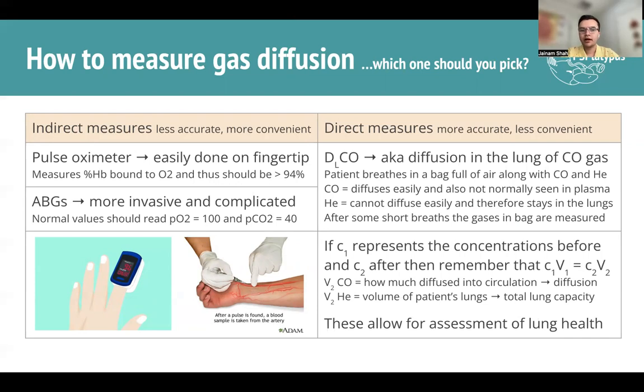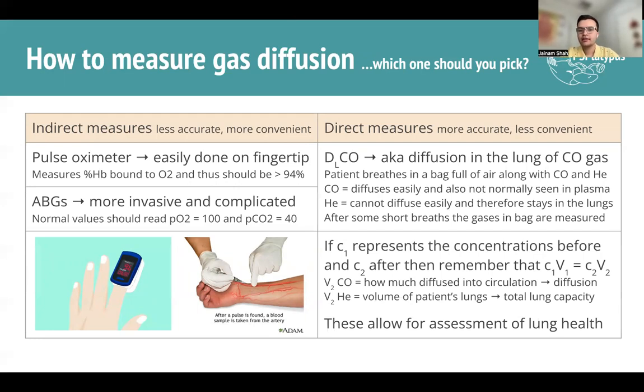Direct measures are much more accurate because we're actually looking into the lungs rather than at the peripheries like here, but they're also a lot less convenient. So you need to go to a specific respiratory clinic to be able to get these done. And there generally needs to be a good reason for you to do these. So the classic thing that we learn about is DLCO, or diffusion in the lungs of carbon monoxide gas. So what happens is you have a patient, you give them a bag full of air, so normal air, but also a little bit of carbon monoxide and helium.